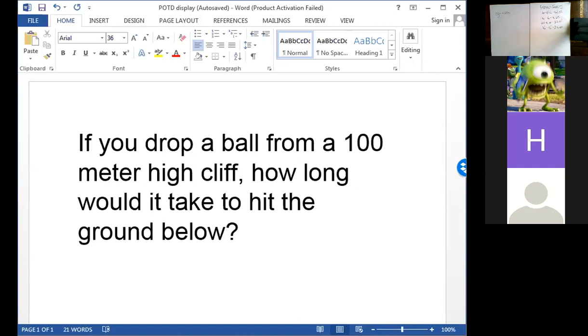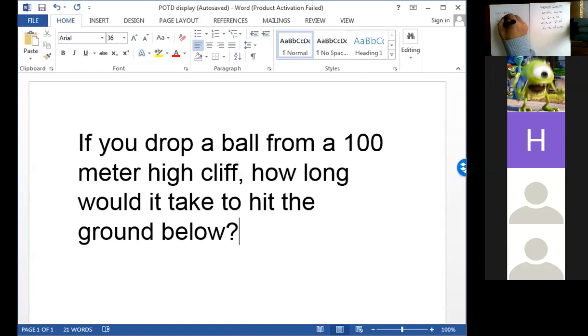What other information do we have? Acceleration. Yeah, we have the acceleration, right? Because we know we're in free fall. What's the acceleration always going to be in free fall? Negative 9.8. Perfect. Negative 9.8 meters per second per second. Good. So we've got a displacement, we've got an acceleration.